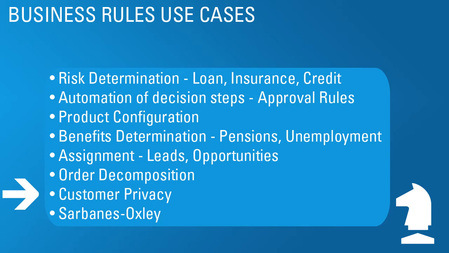Customer privacy is also a very important part of business rules. You want to make sure that you are making the right decisions for that particular customer, but also keeping it very private. And of course, Sarbanes-Oxley is part of our lives these days, and it's compliance and regulatory, and we all have to make sure that we're following those rules.